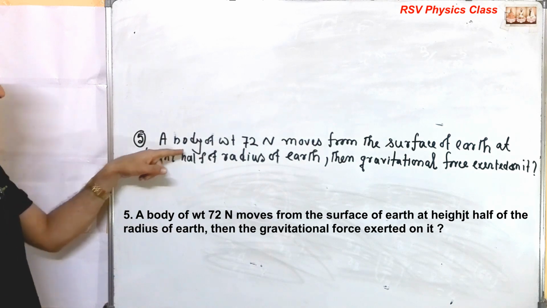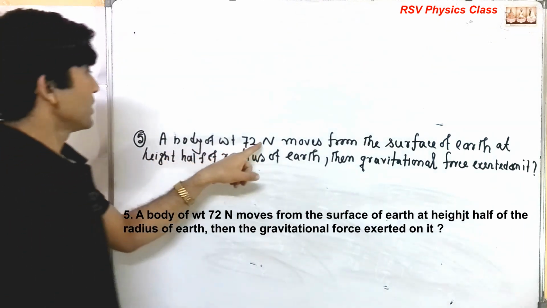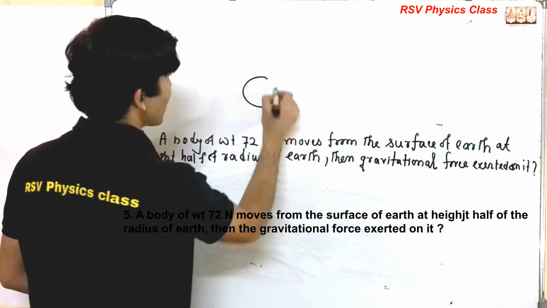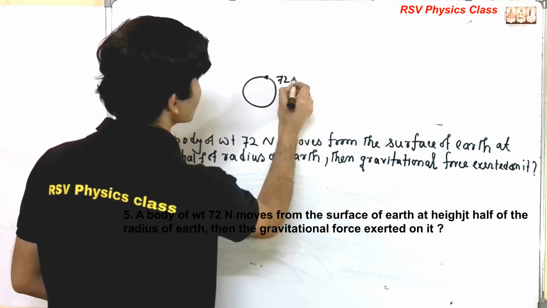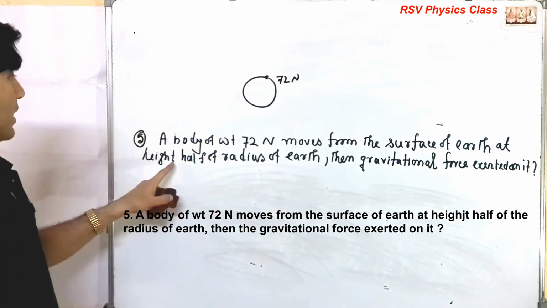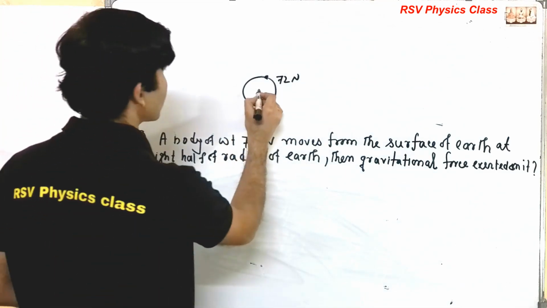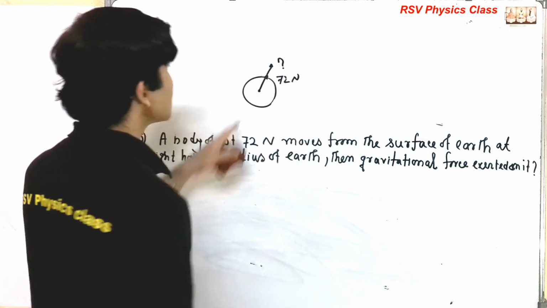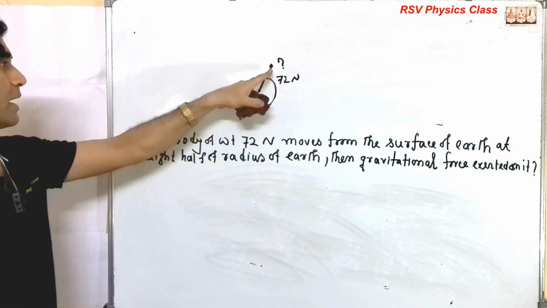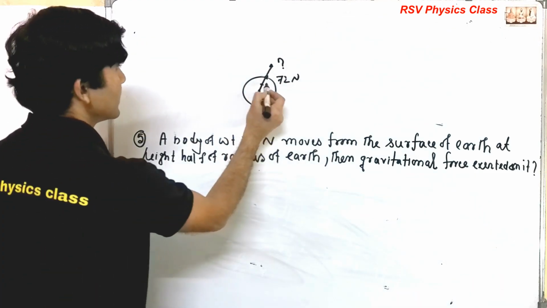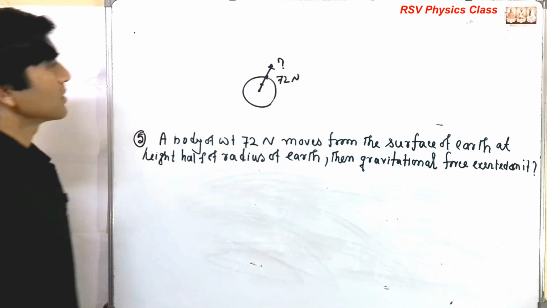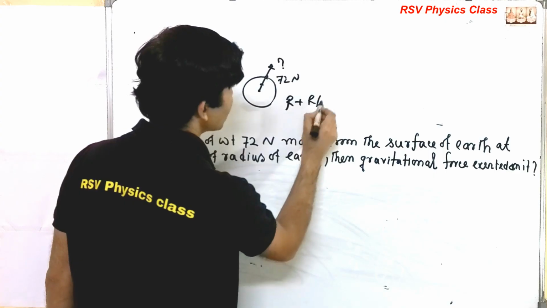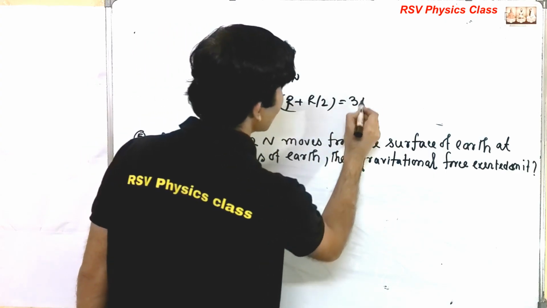Now, problem number 5. A body weighing 72 Newton moves from the Earth's surface. This is your Earth's surface. The body is 72 Newton weight, and moves up by half of the Earth's radius, so it goes that half distance here. And how much force will it feel due to Earth at that height? This is the Earth's height, and it has gone half the distance here. So now the distance from the Earth's center is R plus R over 2, which equals 3R over 2.